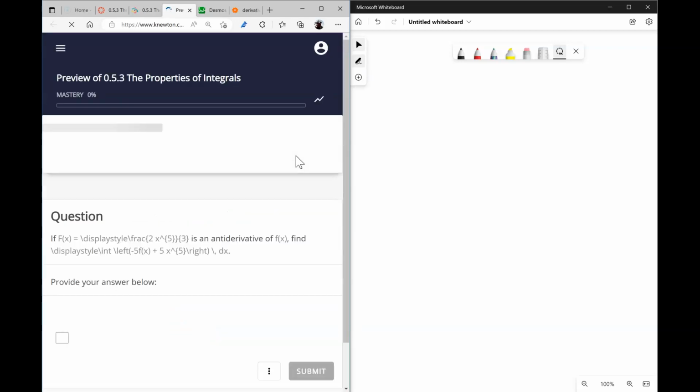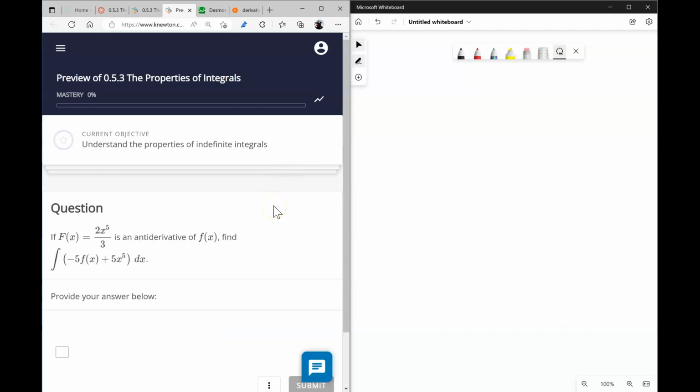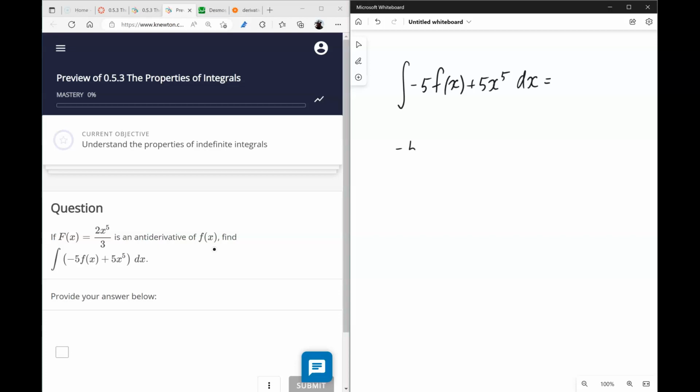And to summarize the properties for definite and indefinite integrals, both of them inherited the linearity from the derivatives. That means if you integrate a linear combination of two functions, it will be equal to the linear combination of their integrals. And in this case, the integral is -5 of f of x plus 5x to the power of 5. And using the linearity, we can rewrite it like this.